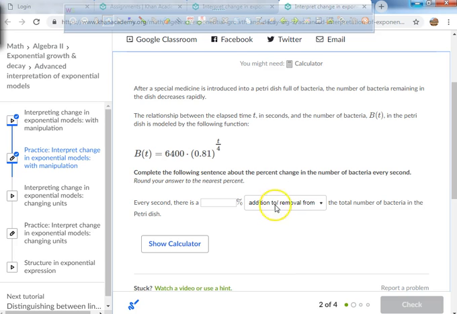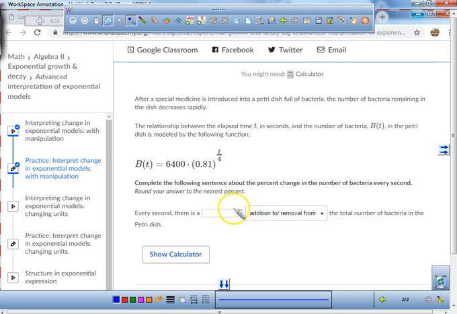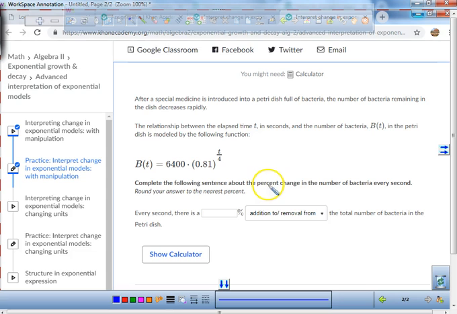This one's a little bit different. Now we're not dealing with a factor. Look right here. What are we dealing with? We're dealing with a percentage. It says complete the following sentence about the percent change in the number of bacteria every second. What is our B value right now? It's 0.81. So our B value is basically 81%.